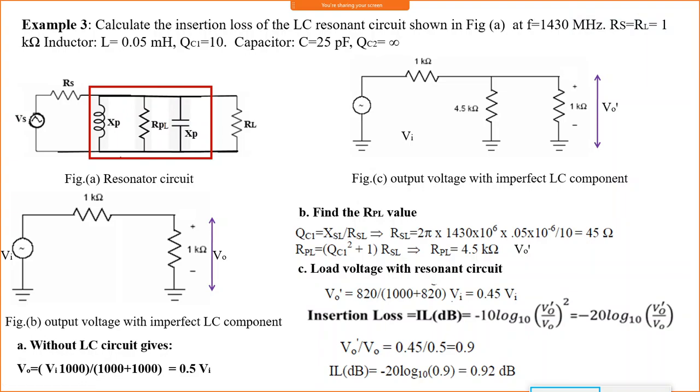That means across the resistance of that resonator circuit, it will be dissipating. So that power is a waste. It is not delivered to the load resistance RL. So while choosing components, we should see what the power loss in the resonator circuits is. So this is about the insertion loss.